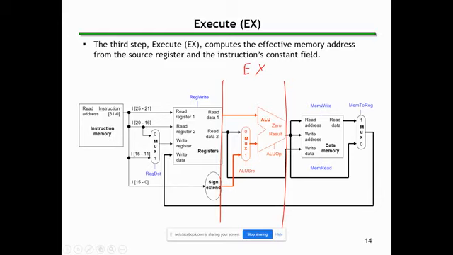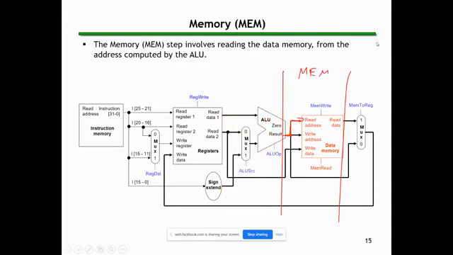Okay, and the instruction constant fields, yes, we have some instruction constant fields. Normally the effective memory address is computed from the source register and the instruction constant field. Okay, and then MEM, memory. In the fourth step, the MEM step, this portion is normally executed.